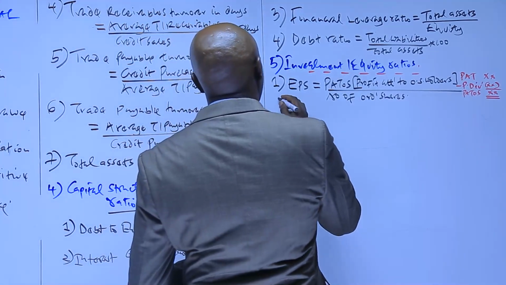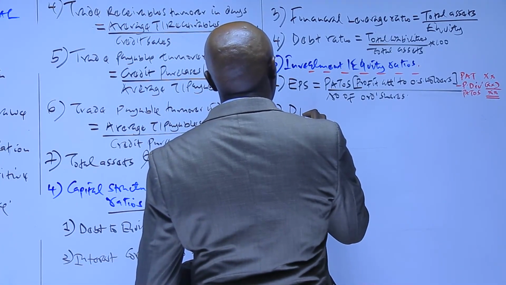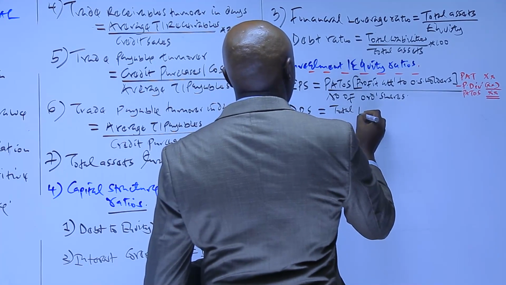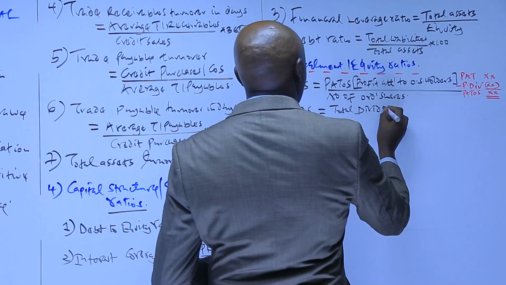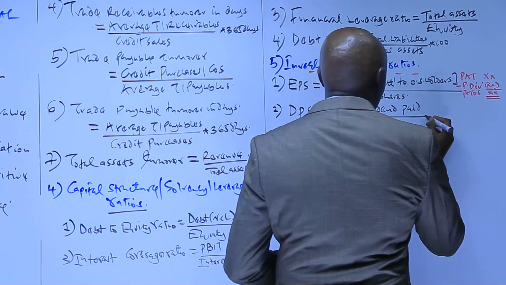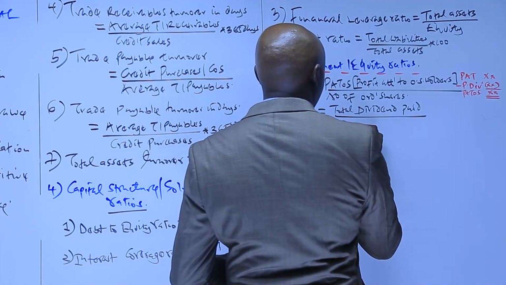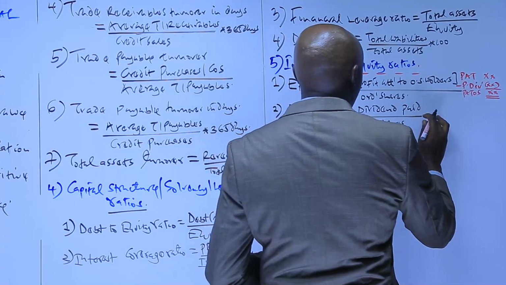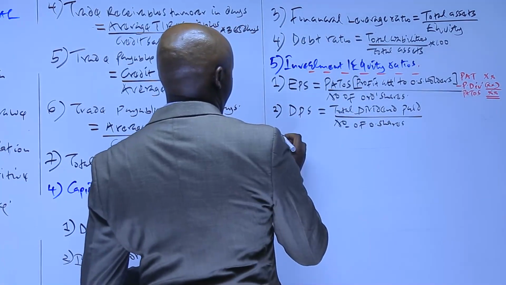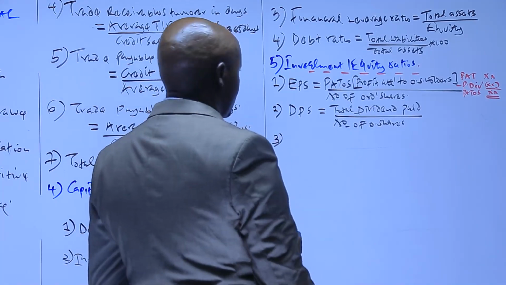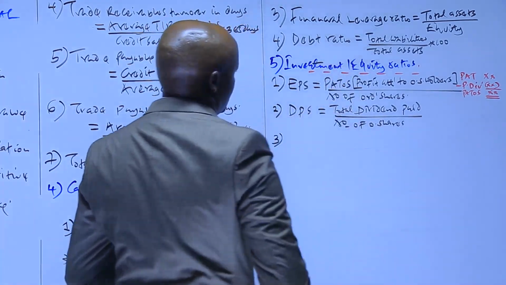So then from there we have the other ratio, and that is the dividend per share, DPS. This one is equal to total dividends paid. We divide that by what? The number of ordinary shares. So this is a ratio which is computed to determine the dividends paid per share. Dividends paid per what? Per share. So that is the other investment or equity ratio.